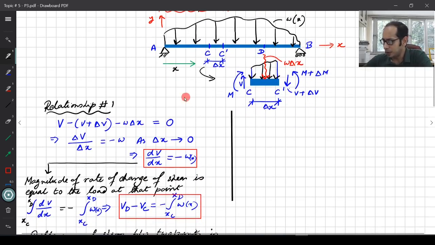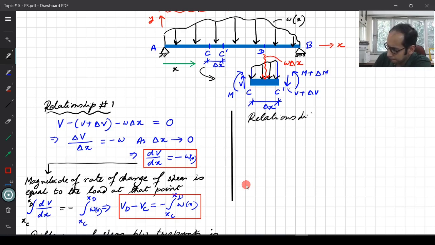Now, as you can tell, relationship 1 mostly relied upon the balancing of the shear. So now we have relationship 2, which you can guess will rely on the balancing of the moment. So let's try to write that as well. Relationship number 2 comes from the moment balance.